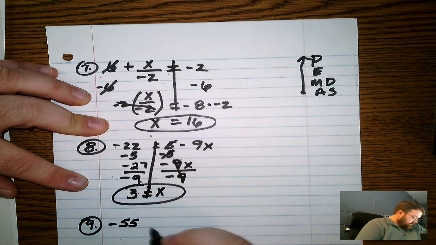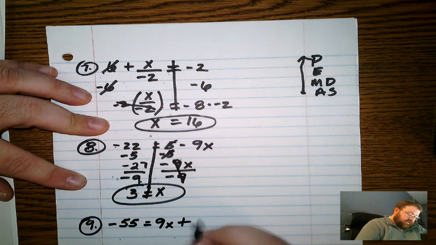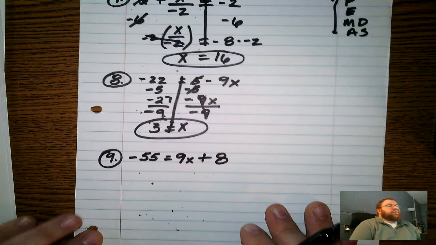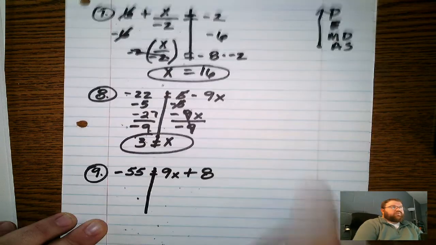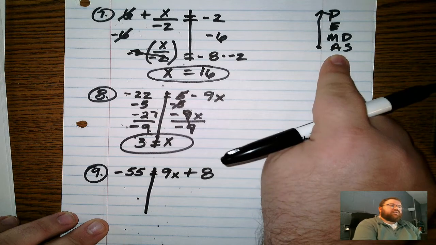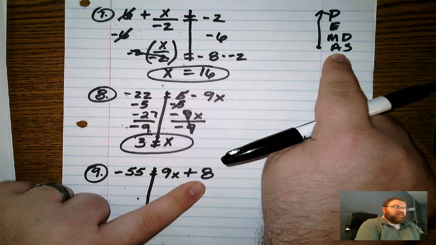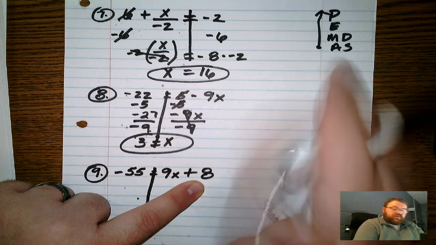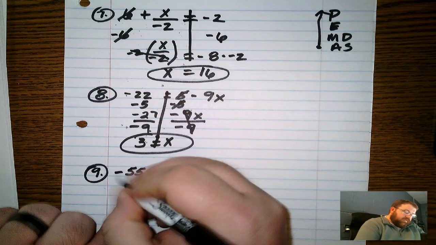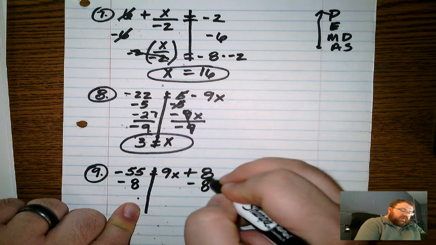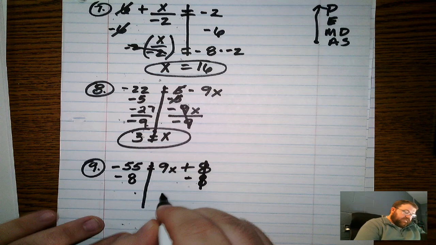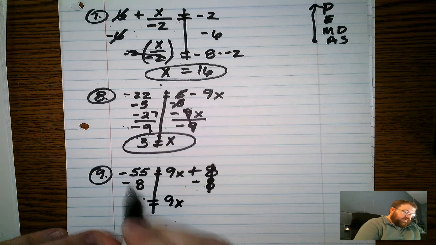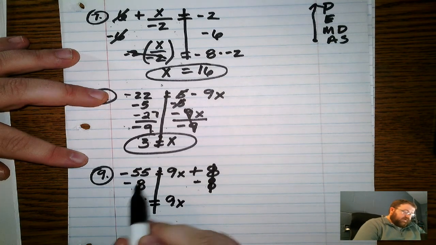Negative 55 is equal to 9x plus 8. I'm going to draw my line separating the two sides. Order of operations backwards, so I'm going to actually look for addition and subtraction. I have adding 8, so I'm going to do the opposite, which is subtracting 8. 8 minus 8 cancels, so equals 0. That leaves 9x equals negative 55 minus 8.